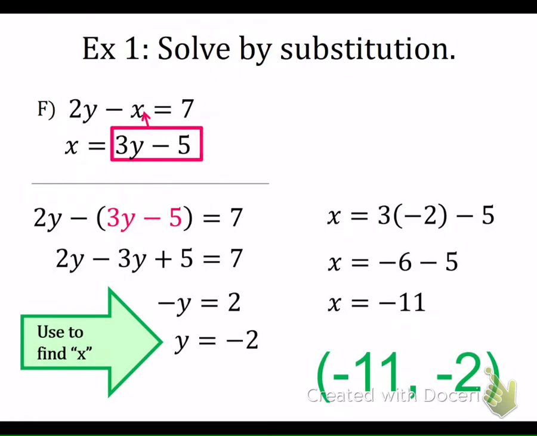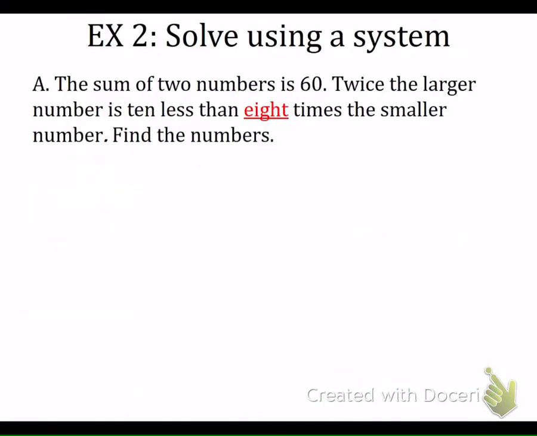When I plug it back in up here, I would get -4 plus 11 equals 7. That's true. Here I'd get negative 11 equals negative 6 minus 5, the math that I just did. That one's true too, so I'm feeling pretty good. Questions?